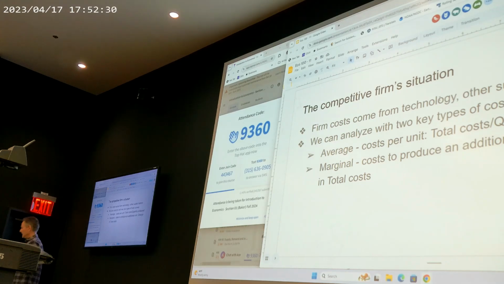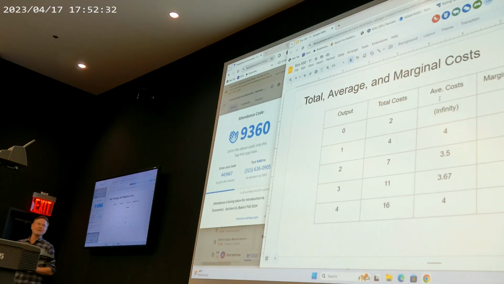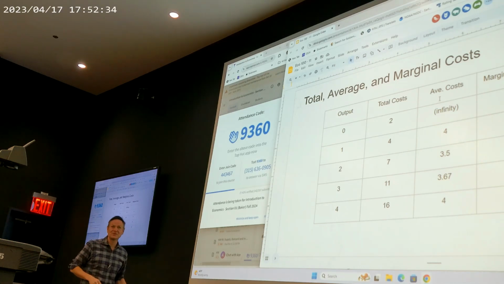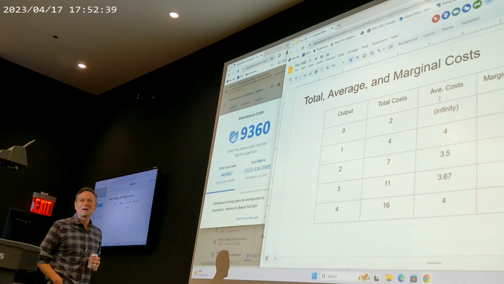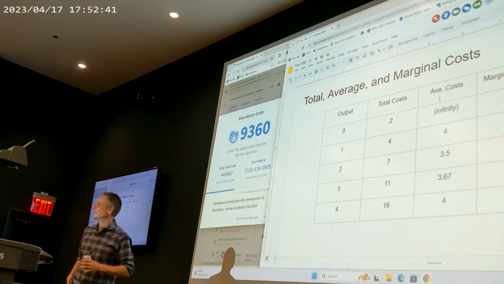Right? How did it look, or what did it look like? You'll remember here was my table. This was my simplest possible table. 0, 1, 2, 3, 4, right, were the possible units of output. This was my oil rig, I believe.